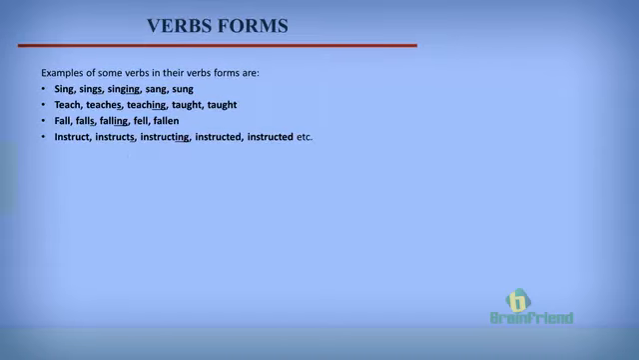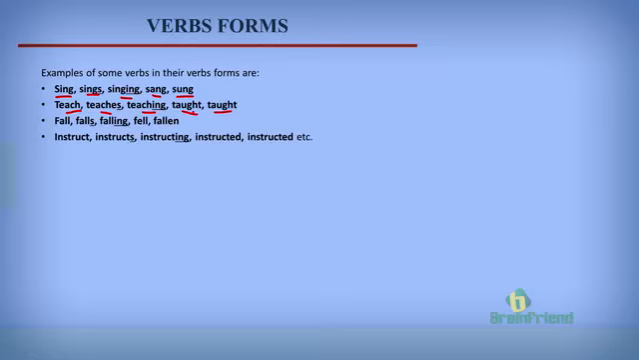So these are the 5 basic verb forms in English language. Now here are some examples of verbs in these 5 verb forms that I have listed out. The first one here is the verb sing. This is the base form. Sings, singing, sang, and sung. Teach, teaches, teaching, taught, and taught. For the verb teach, you find that the past tense form and the past participle form are the same. That's why we have taught and taught here.